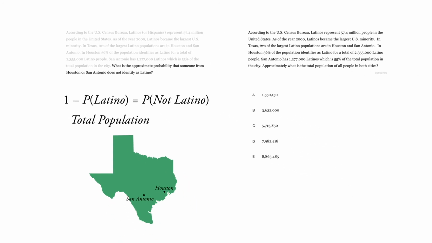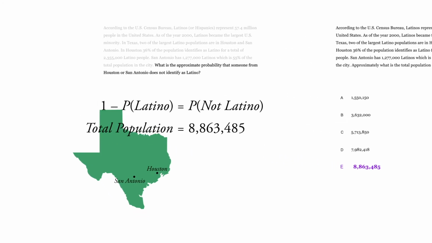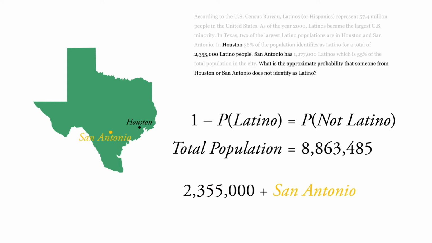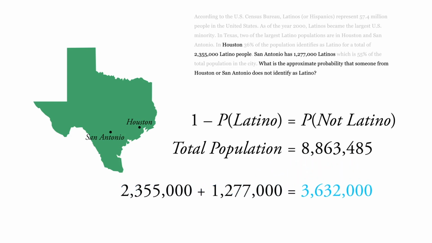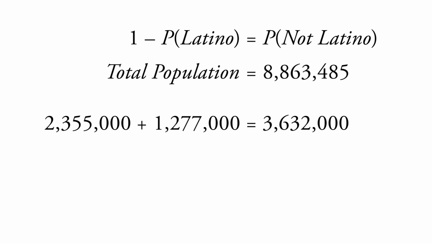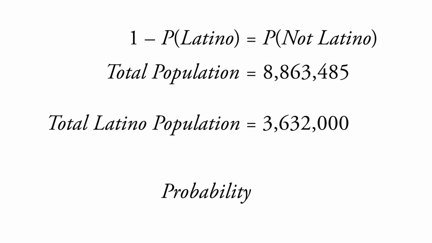We know that the total population of these two cities, Houston and San Antonio, is equal to 8,863,485 people. And we're given that Houston has 2,355,000 Latinos, and San Antonio has 1,277,000 Latinos. So the total population of Latinos is 3,632,000. Okay, so now we have to figure out what is the probability that someone from one of those two cities is Latino, and then we'll take 1 minus that number.